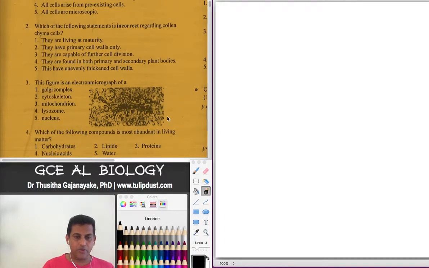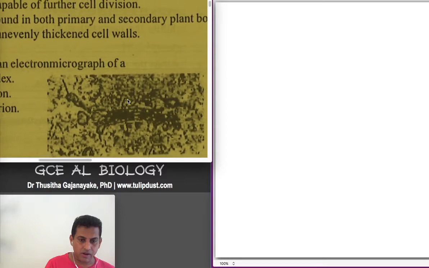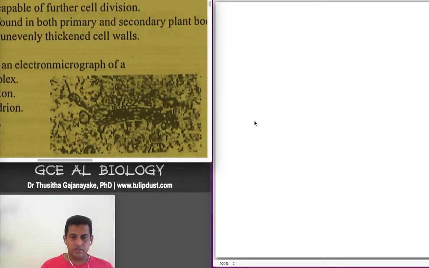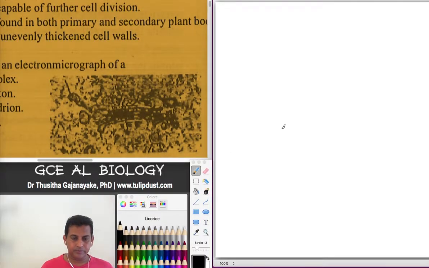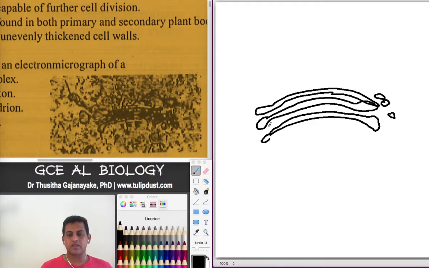There's a picture, you have to identify this picture. That's not very clear, so we try a little bit to zoom it. Yeah, like this. So I shall draw it here. So it's like this, maybe like this, and like this. So like this. And maybe something like this.